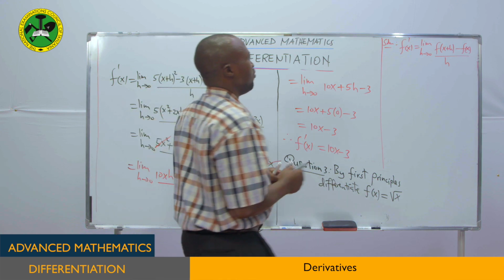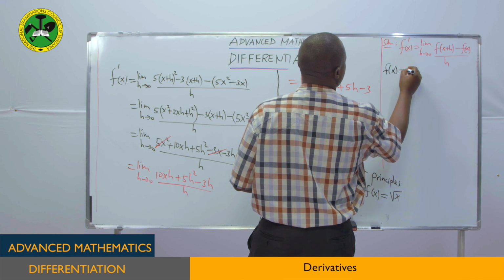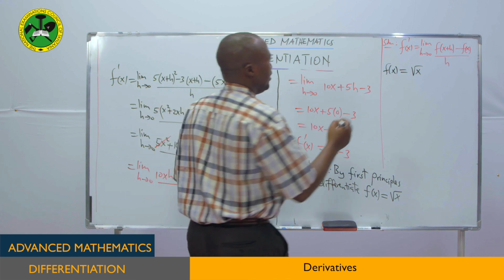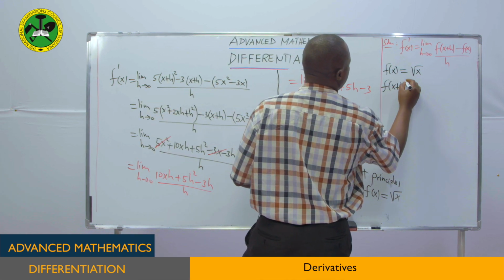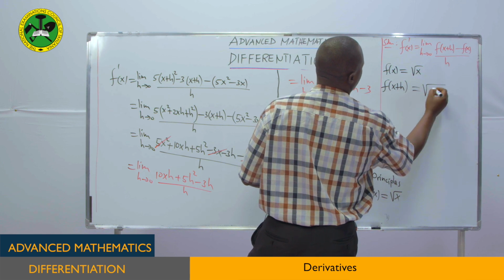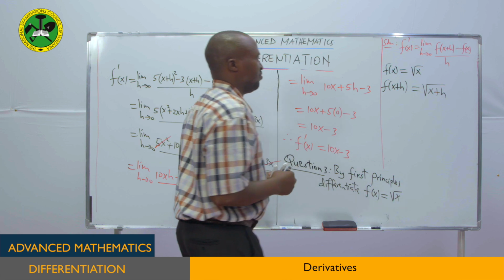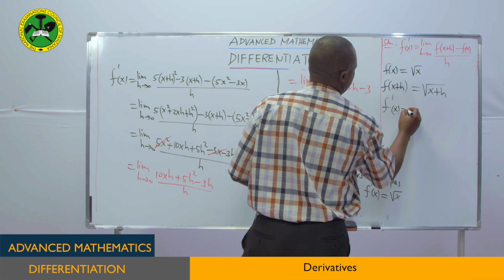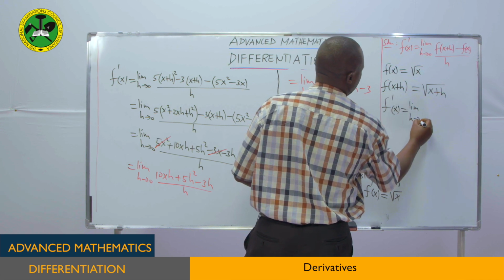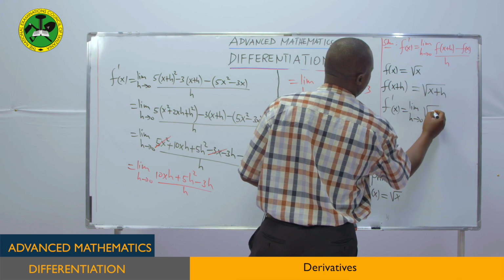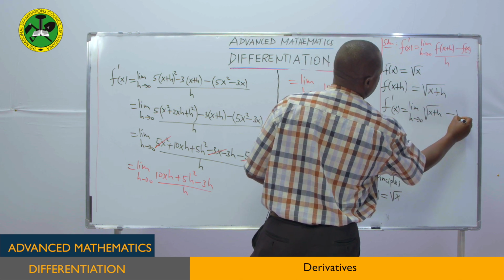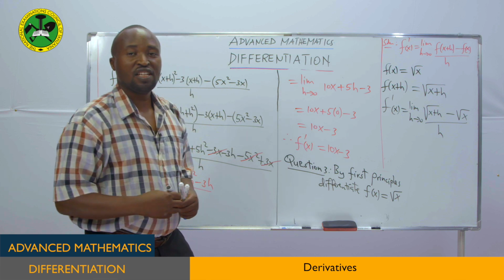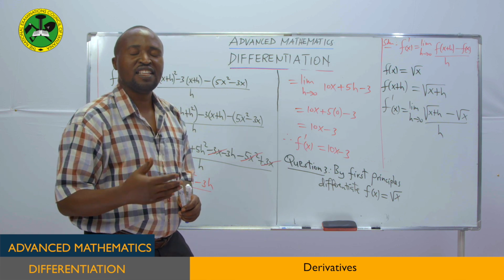So in that case, f of x, that is given, f of x is equal to radical x or square root of x. And f of x plus h, this is equal to square root of x plus h. So in this case, we have f of x dash is equal to the limit of, as h approaches 0, we have the square root of x plus h minus the square root of x over h. So at that point, we are going to rationalize the numerator.